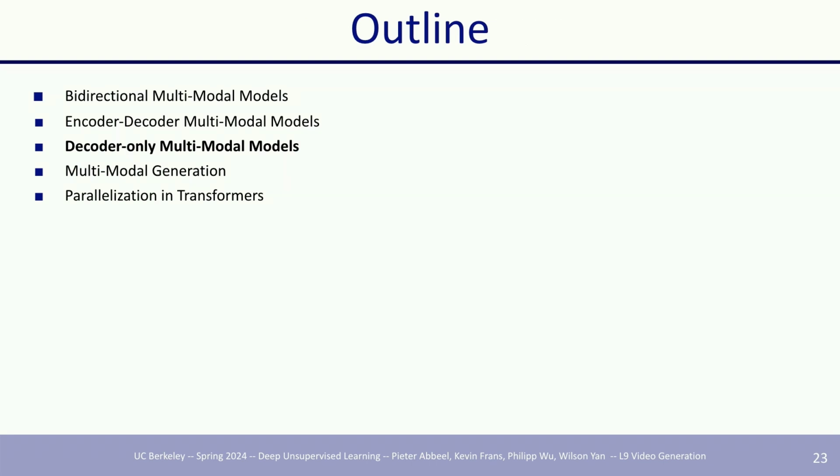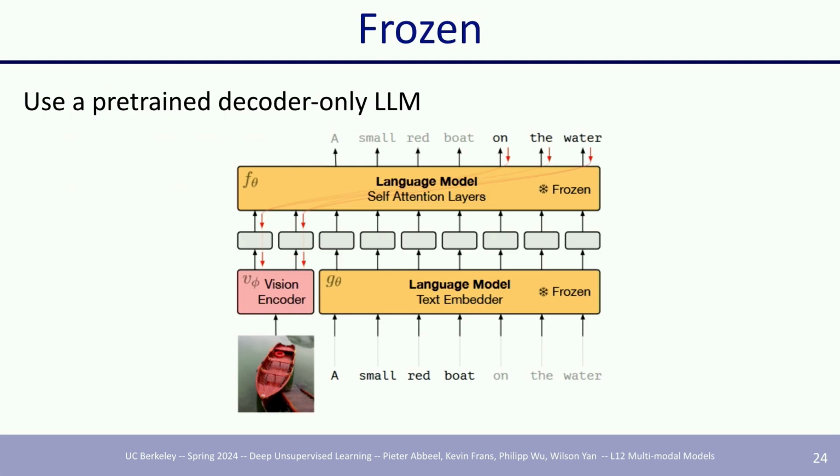Cool. That was the encoder-decoder. Decoder-only is probably more common, especially in the larger scale models nowadays. This was one of the first papers that explored this, like 3 years ago, called Frozen. It's a very simple idea. It takes a pre-trained language model and a vision encoder. They used a very simple ResNet encoder. Even the language model at that time wasn't very good. This was just a proof of concept.